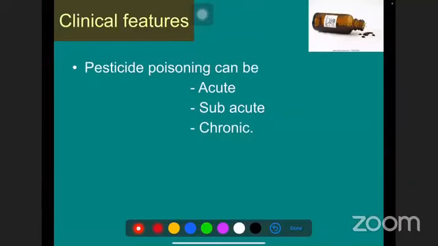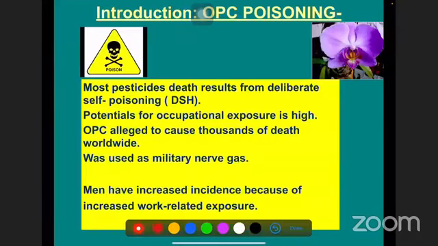So pesticide poisoning can occur in three forms: acute pesticide poisoning, subacute, or chronic. But today we are very much involved with acute pesticide poisoning with organophosphorus compounds. So most pesticide deaths result from deliberate self-harm. I have already told it, deliberate self-harm. So the potential for occupational exposure is very high.